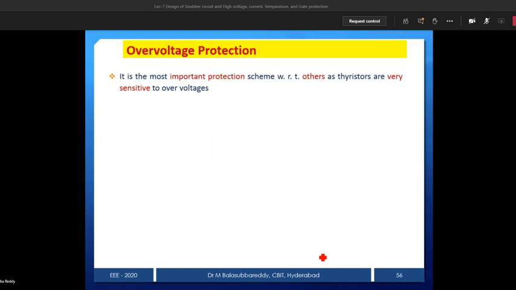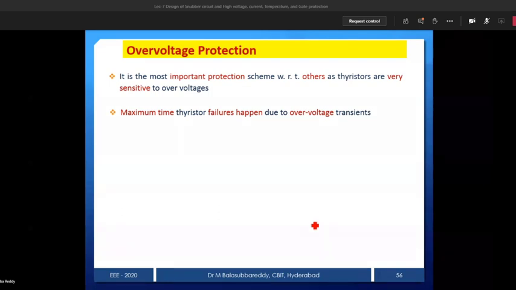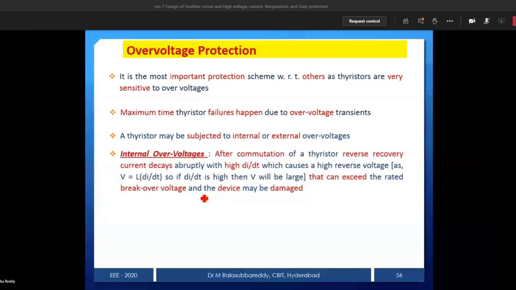In a machine we have some plus or minus 10%, and even if you apply the load, it can withstand. But here, in case of over voltage, it is a very sensitive parameter. Most of the time, the failure takes place only due to this voltage. This over voltage will occur due to two reasons: one is internal, another one is external. So we will see that.